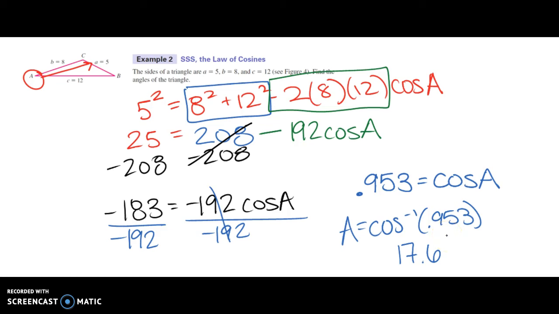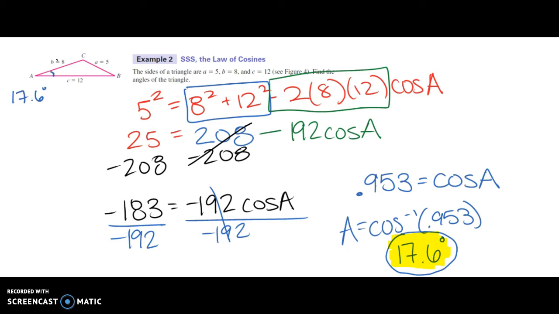17.6. We were solving for an angle, so my unit is degrees. That's angle A. That does sound like a reasonable angle. It might seem a little bit small, but if you look at my picture up here, this is a very acute angle, and 17.6 is correct for angle A. Now, it says to find the angles, so I need to continue on and find a couple other angles.